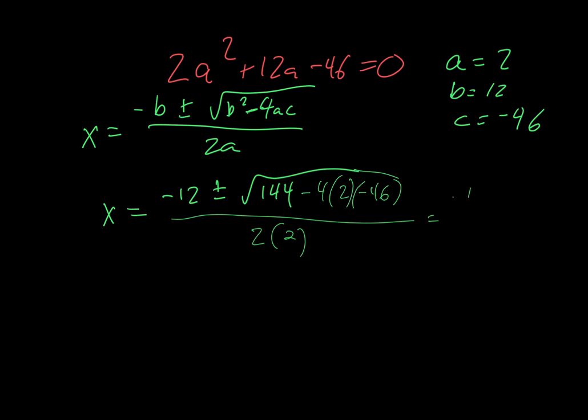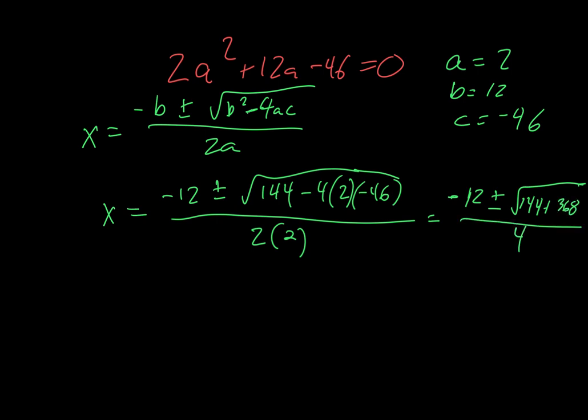So this will be negative 12 plus or minus the square root of 144 plus, let's see, 8 times 46. Is that 2a or za? That's 2a. Okay. That's why I always cross my z's, because that looks like it could be a z, but it's actually a 2. Got me off track. Did someone multiply 4 times 2 times 46? 368. 368? Yeah.